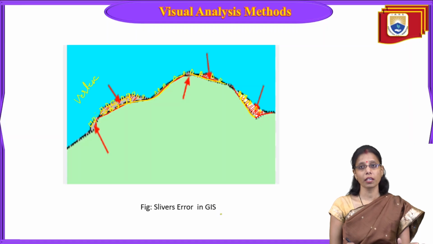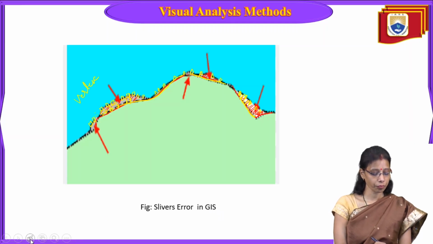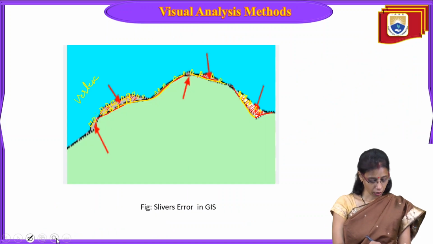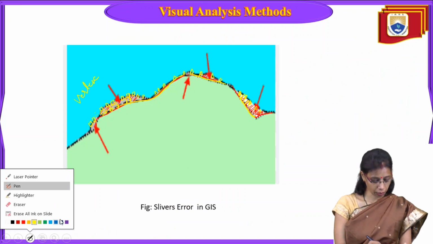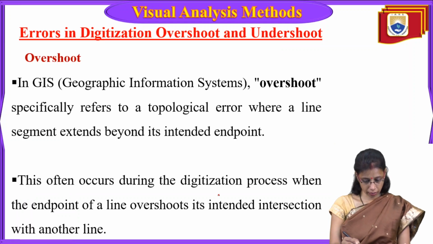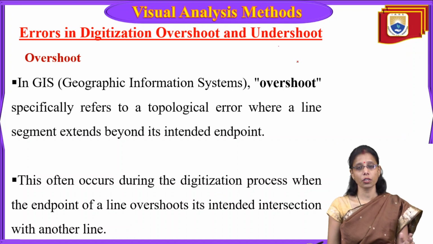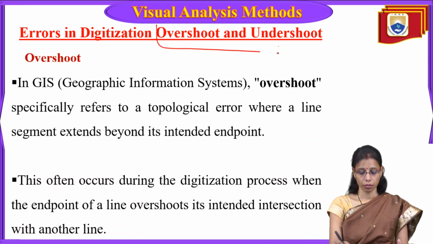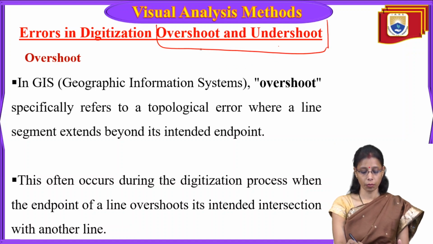This is a very common error when you try to overlay, and we have to remove it again with the help of the software. Okay. Now next is errors in digitization. That was the overlaying error; whenever you try to overlay, that kind of error will come. But the common errors we come across in digitization are overshoot and undershoot. So what is overshoot? What is undershoot? Let us discuss here.